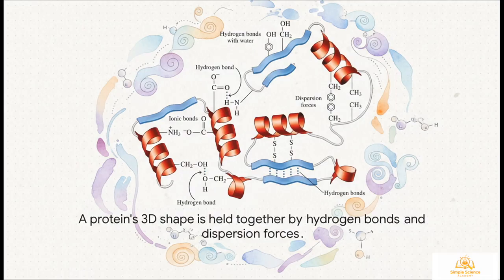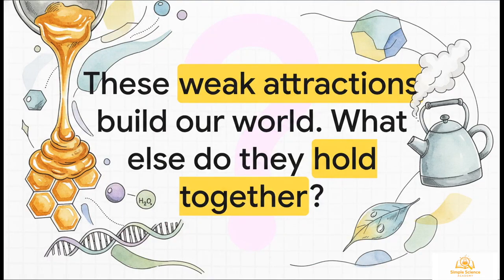It's amazing. So from the slow ooze of honey to the very shape of the molecules that make us who we are, these weak attractions are basically the invisible architects of our world. They're strong enough to give things structure, but they're also weak enough to be broken and reformed, which allows for all the dynamic processes of life. So the next time you see water bead up on a leaf, just remember the powerful invisible forces at play. It really makes you wonder, what else do they hold together?